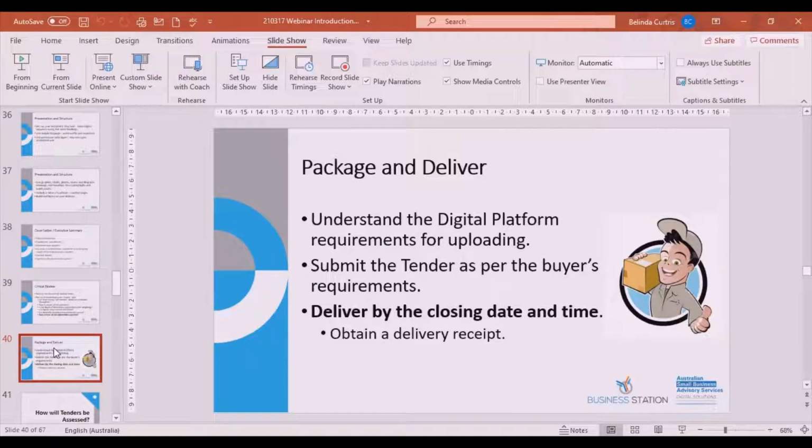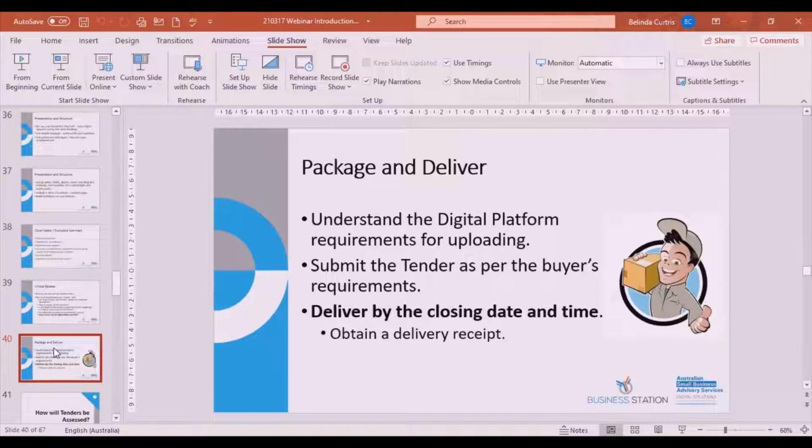So they may require certain documentation to be attached, but also importantly, deliver it by the closing date and time. If it closes at 2 o'clock on Friday and you go to upload it at 2:05, you're not even going to get an opportunity to do that, because the website will close down for that particular tender. The last thing you want to be doing is rushing around on the day that it's due. I always aim to get it done the day before. Don't leave it to the last minute.